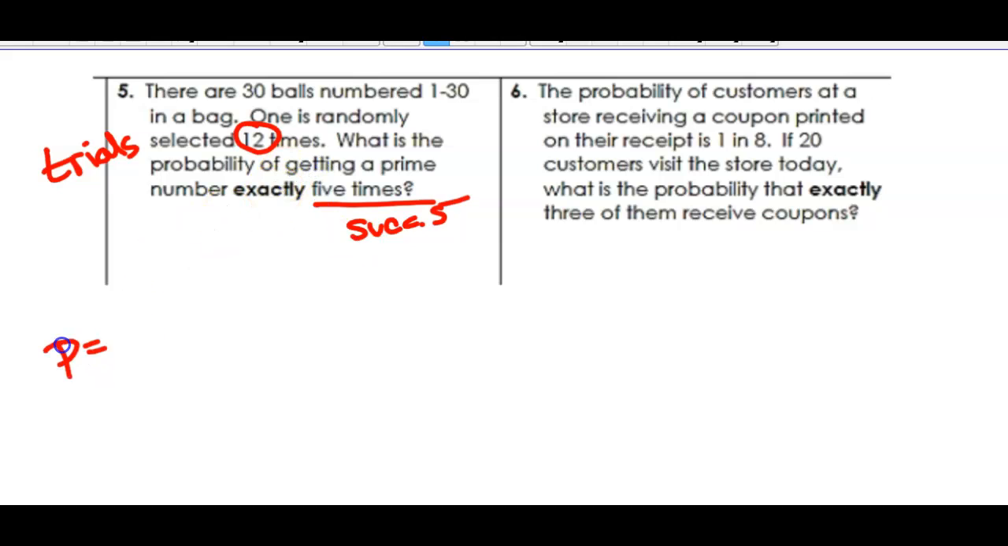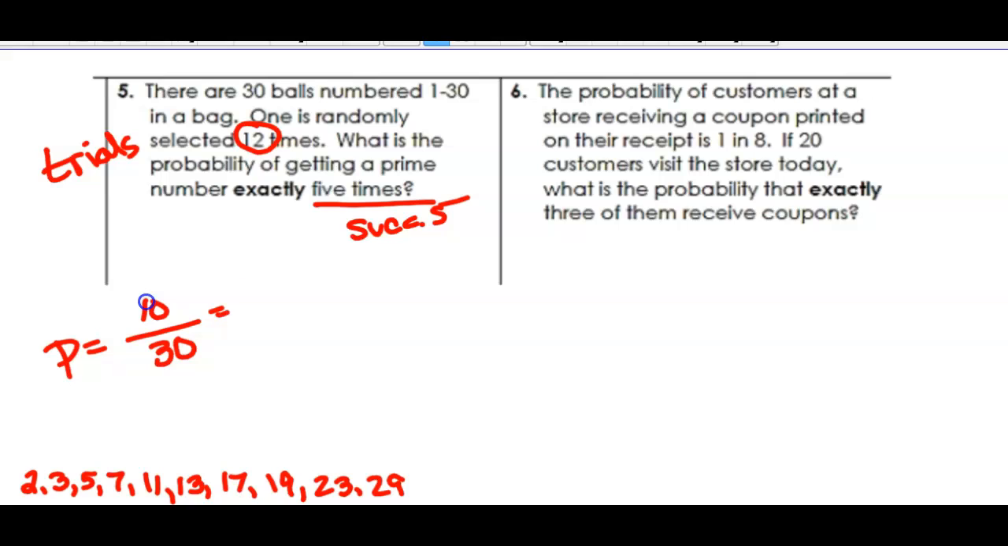Out of 30, we would have 2 is prime, 3 is prime, 5 is prime, 7 is prime, 9 is not, 11, 13, 15, 17, 19, 21 is not, 23, 25, 27, 29. So there's 1, 2, 3, oops, yep, they're just 30. 1, 2, 3, 4, 5, 6, 7, 8, 9, 10. So there's a 1 in 3 chance that he picks a prime.